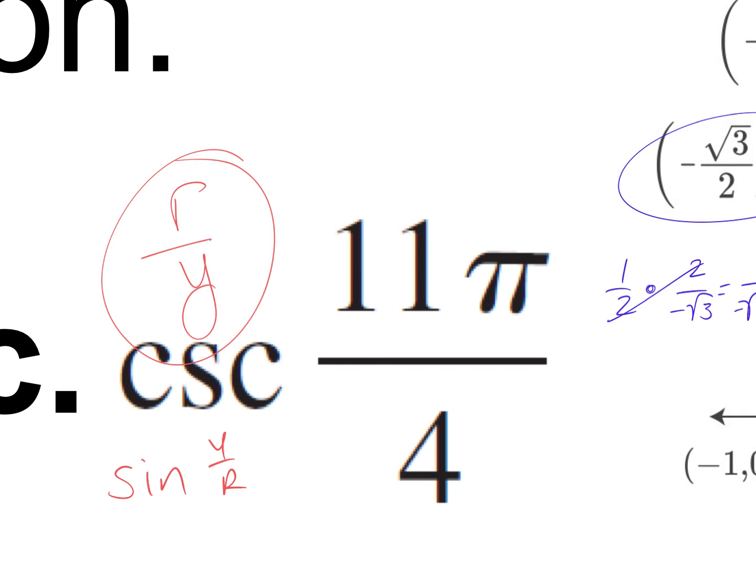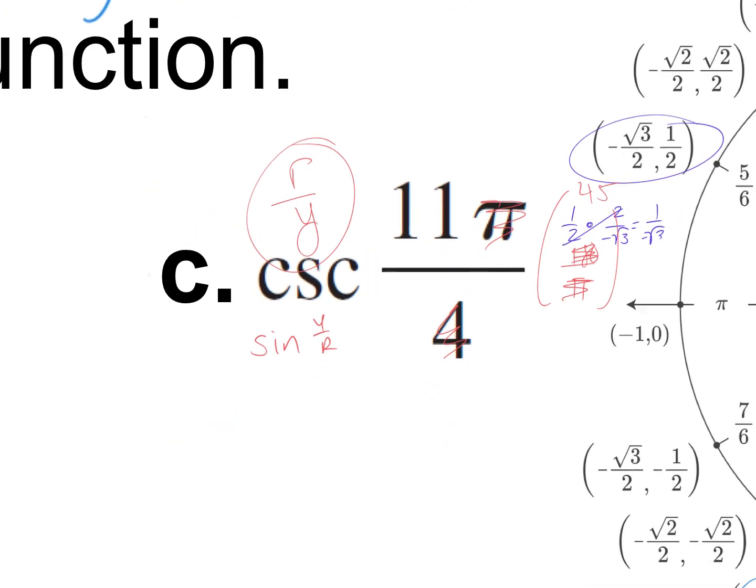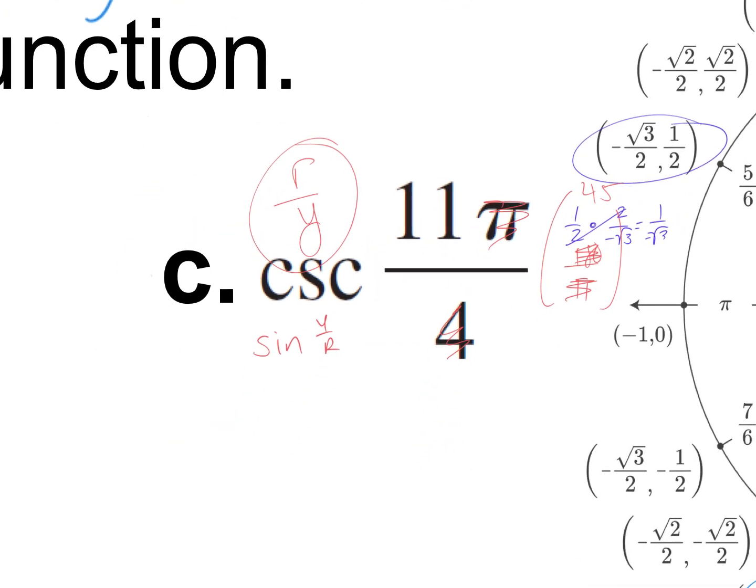Some of you think really well in radians. Some of us don't. So then just go ahead and convert it. It's not a big deal. 180 over pi. So my pi's cancel. 4 goes into 180 45 times. What's 45 times 11? Well, what's 45 times 10? 450. Add 45 to it. 495. So you're finding the cosecant of 495.